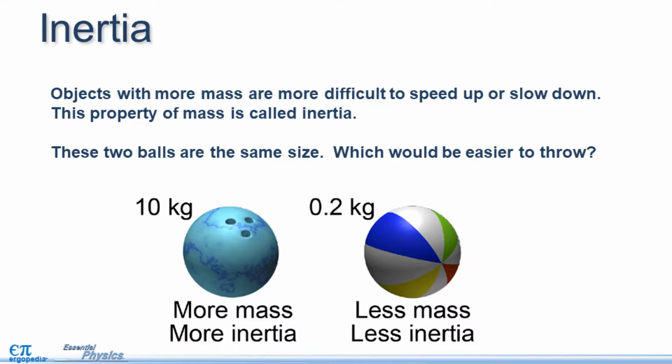Objects with more mass are more difficult to speed up or slow down. This property of mass is called inertia. These are two balls and they have the same size. Which would be easier to throw? That's right, the beach ball would be easier to throw.